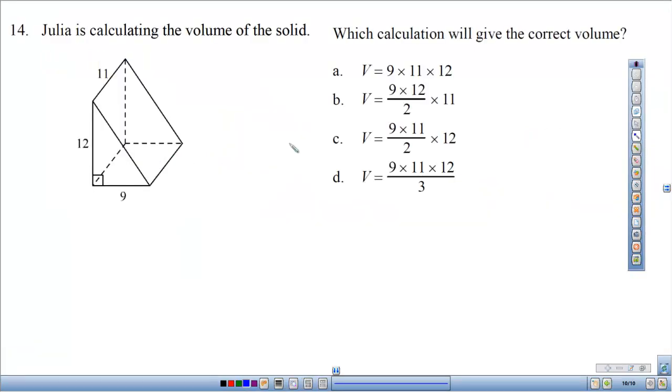Alright, here's number 14. It says Julia is calculating the volume of this particular solid right here. Okay, and we have to figure out which one of these would give us the correct volume. So let's start where I think we should start, and that's by figuring out what solid this is. Now, hopefully we all see these triangles right here. And a lot of times when you see triangles, you might automatically start thinking about a pyramid. But is this a pyramid?